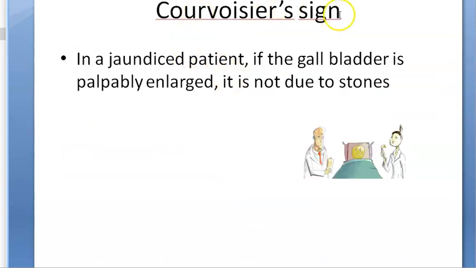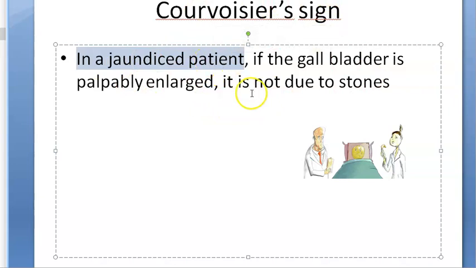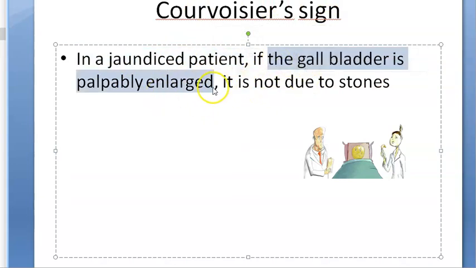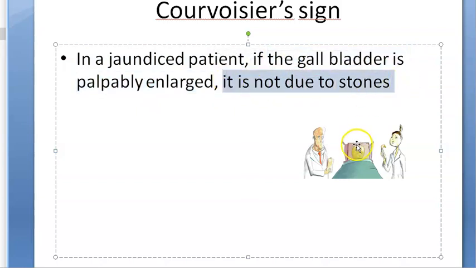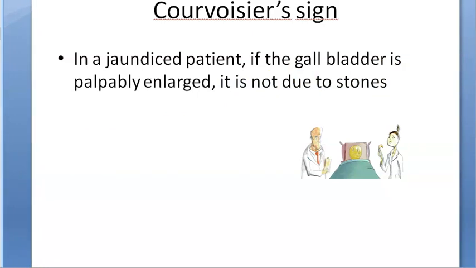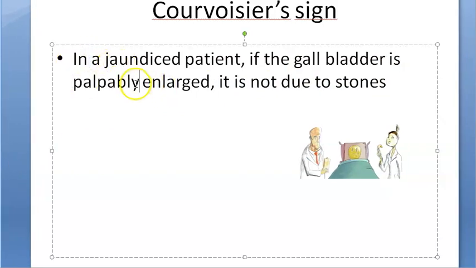That's why this Courvoisier's sign is very important. If in a jaundiced patient the gallbladder is palpably enlarged, then it is not the gallstones which is the cause of the jaundice. Okay, jaundice can be because of so many things, right? Pre-hepatic, hepatic, post-hepatic. But if you're suspecting that there is an obstructive jaundice, then the obstruction definitely is not because of the gallstone, some other cause.